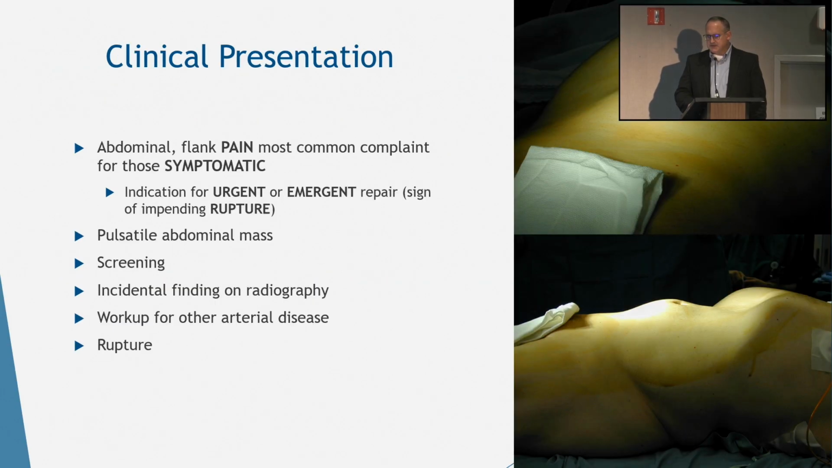Clinical presentation of aneurysms: if a patient comes in with significant flank pain or abdominal pain, that is an indication for more urgent repair. It means that the aneurysm is likely rapidly expanding, causing pain and getting ready to rupture.